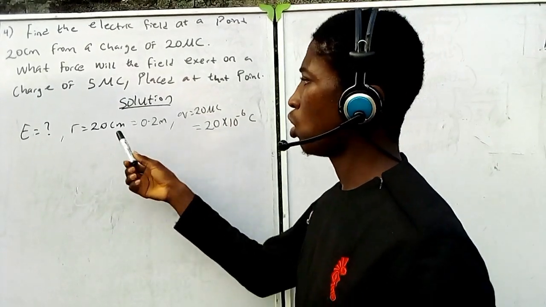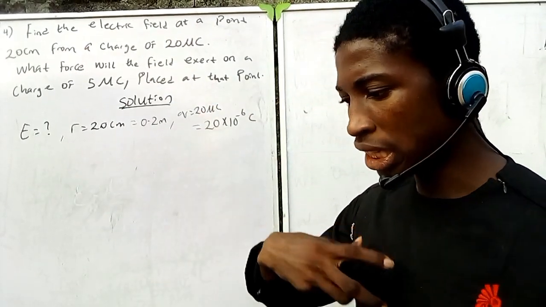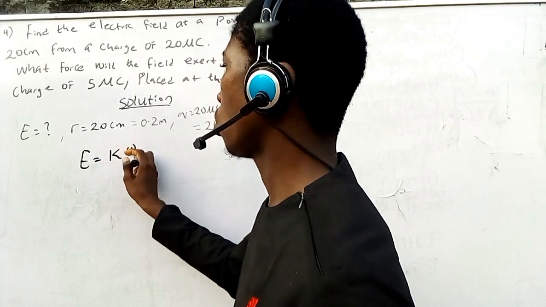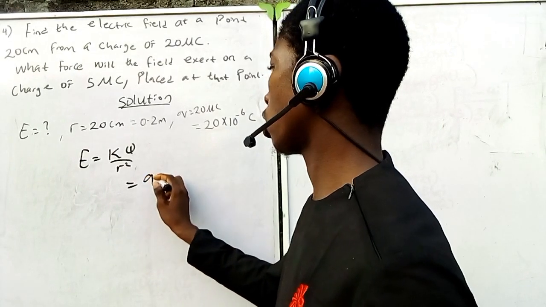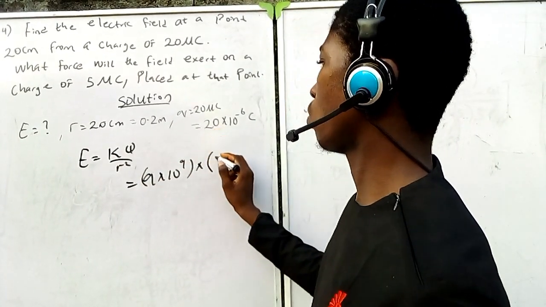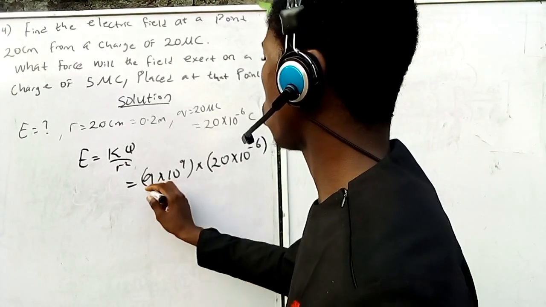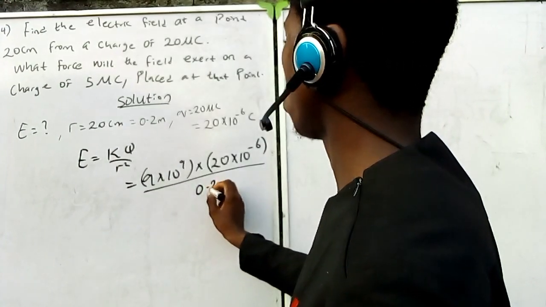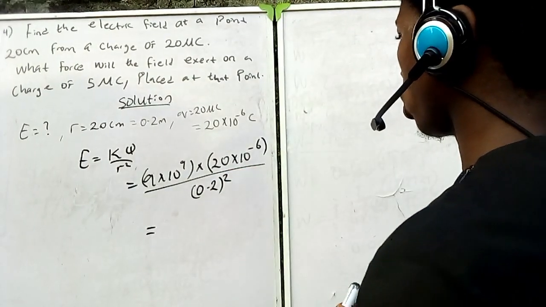So we have the charge, we have the radius, and we want the electric field. So we find the electric field at a point from a charge. The charge is emitting the electric field, right? So use the equation E equals K Q over R squared, right? Now what's our K? 9 times 10 to the power of 9, multiplied by the charge, 20 times 10 to the power of negative 6, all divided by our R, which is 0.2, all squared. And when you punch the calculator, sorry, give me time.